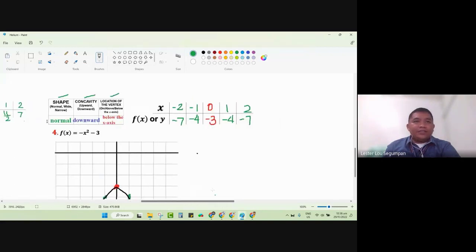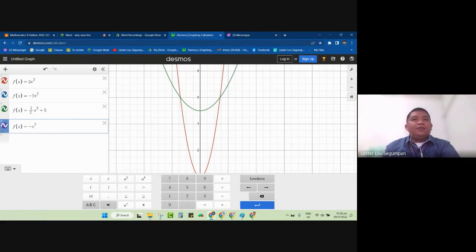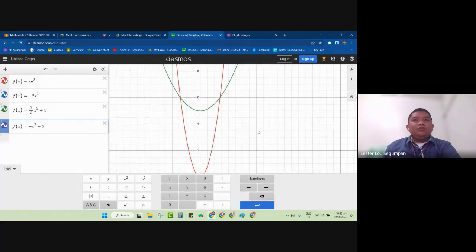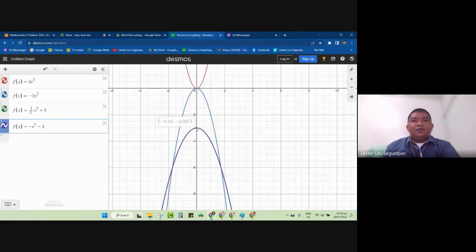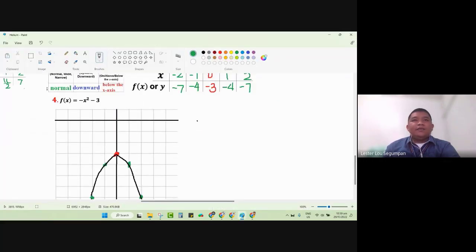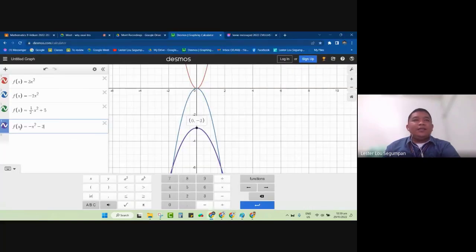And finally, for our last function, f of x is equal to -x squared minus 3. It's the purple graph. Our predictions: downward, normal, and below the x-axis. It's like this. So it should be below. The purple is somewhere here, right? So below, at vertex 0, -3, just like this here. 0, -3. Downward, and is it normal? Because if we check, it's simply 1 here, or -1, and the absolute value is 1.